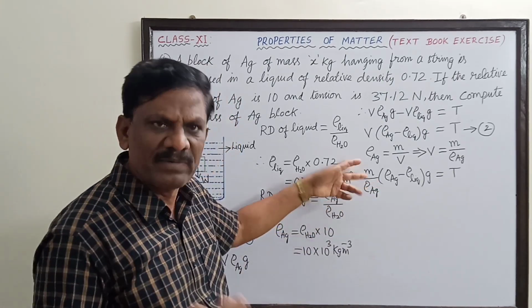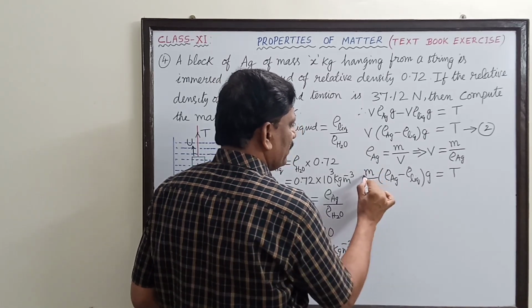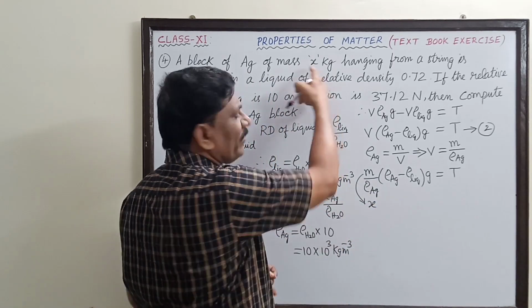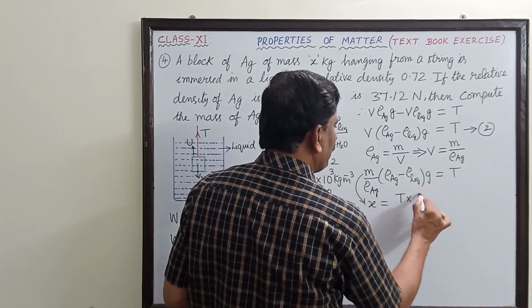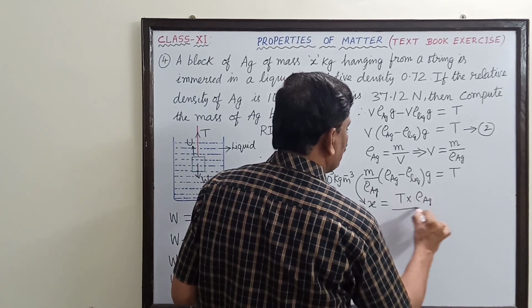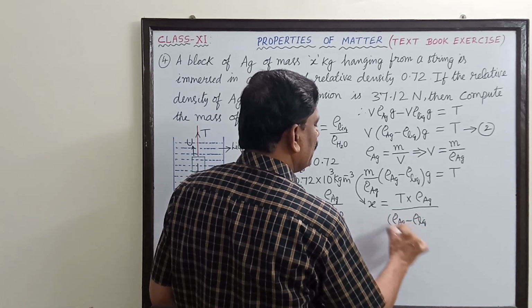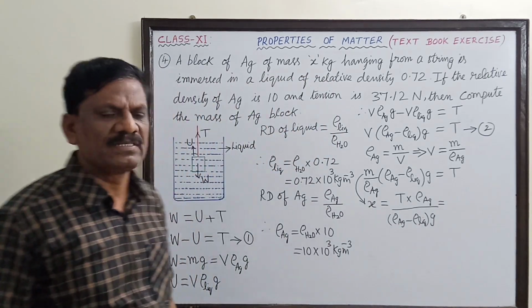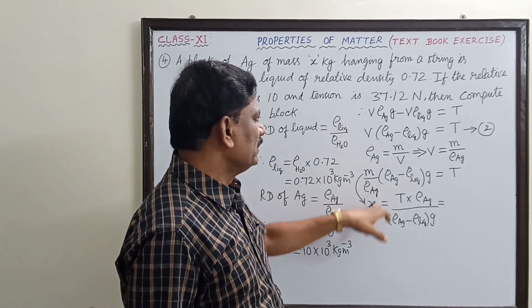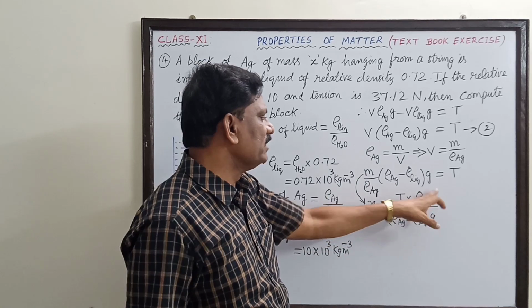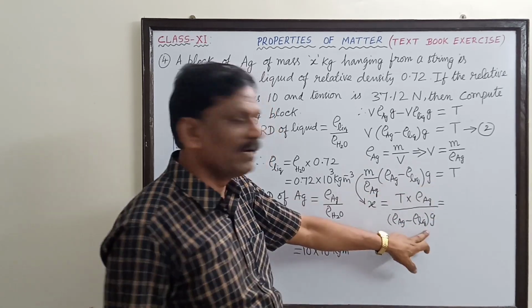So in place of M, we can substitute X and find the value of X. Otherwise you have to find the value of M directly. This M is replaced with the symbol X because they have given X kg instead of M. So X must be equal to tension T multiplied by rho silver divided by (rho silver minus rho liquid) into G. Now we have to substitute: X is equal to T into rho Ag divided by (rho Ag minus rho liquid) into G.